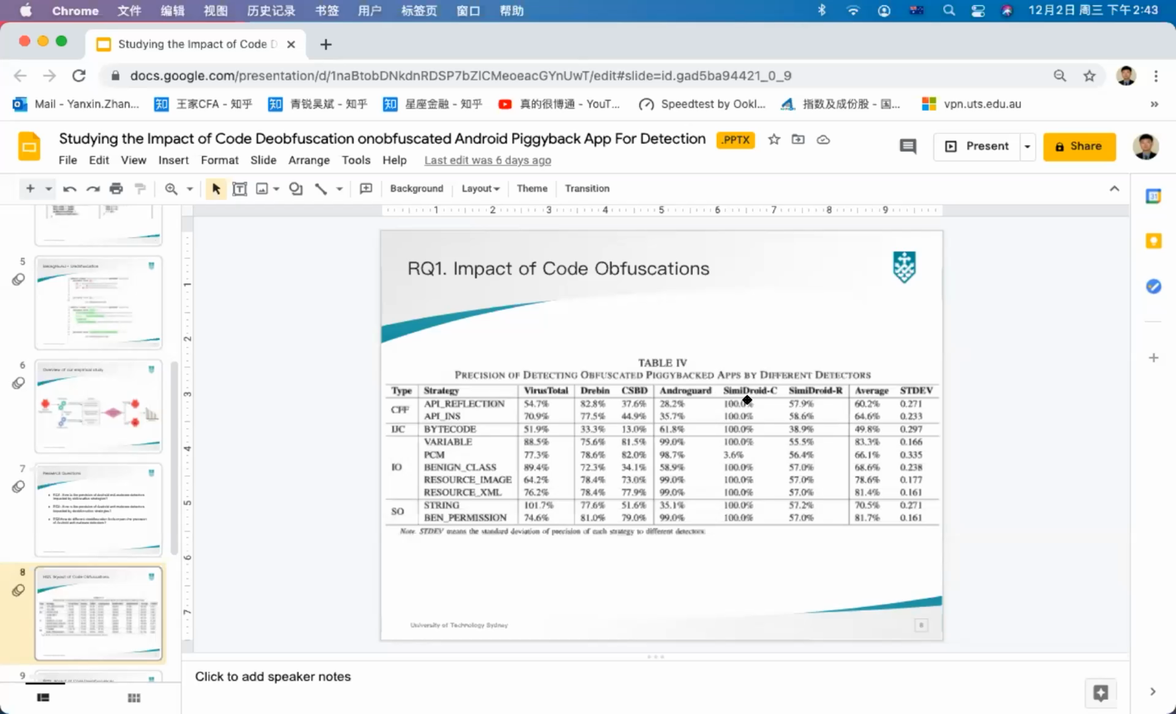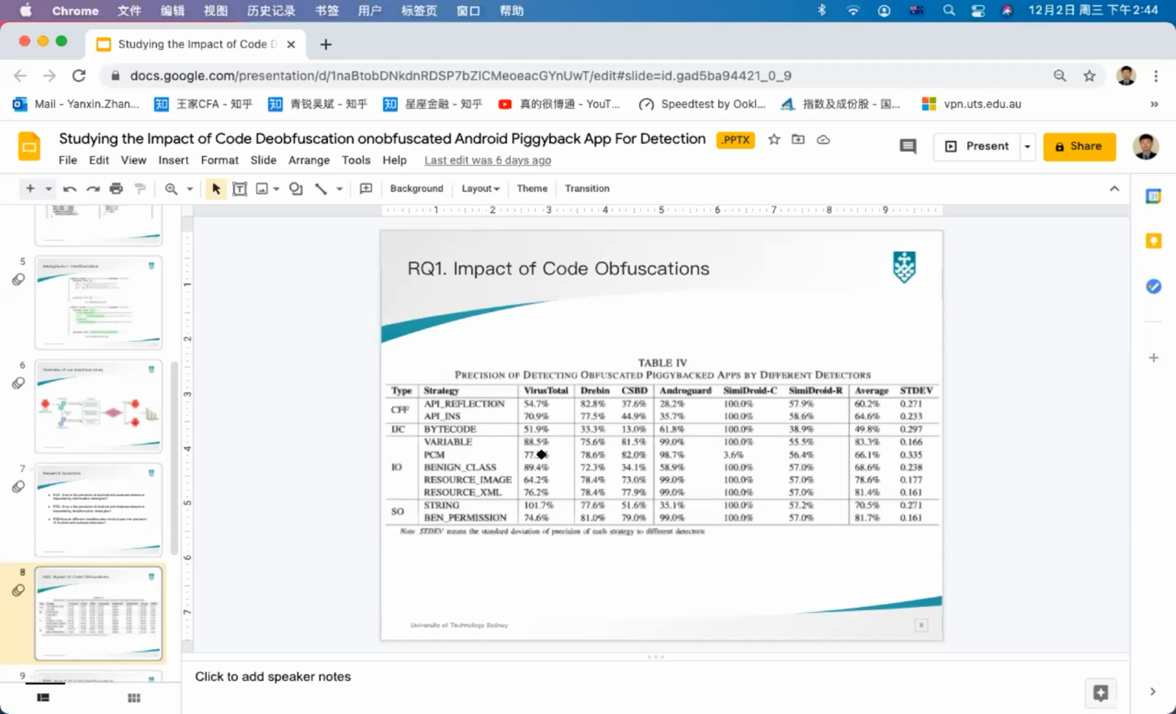Yes. So we can see that, regarding the commercial antivirus engines, the intuitive idea is that after obfuscation, all the commercial antivirus engines' detection rate has decreased.